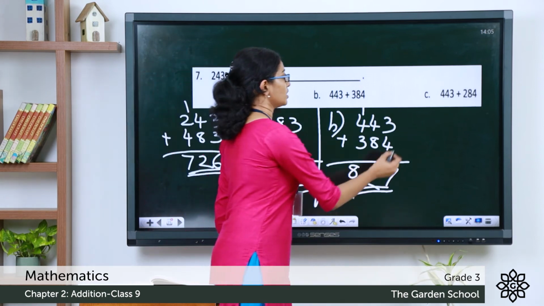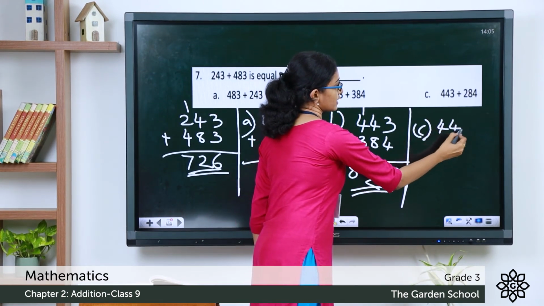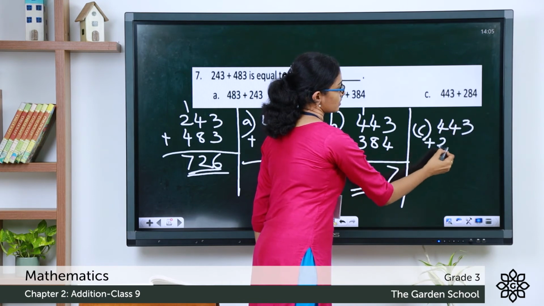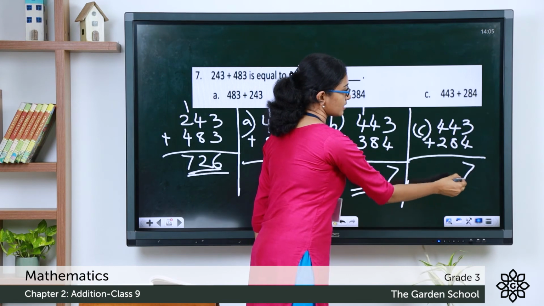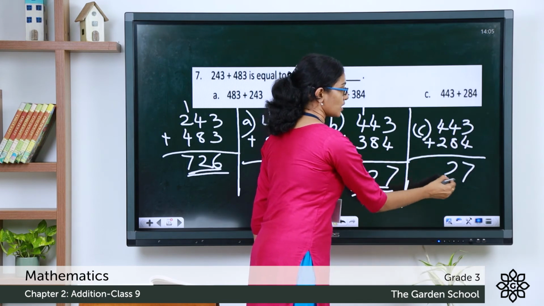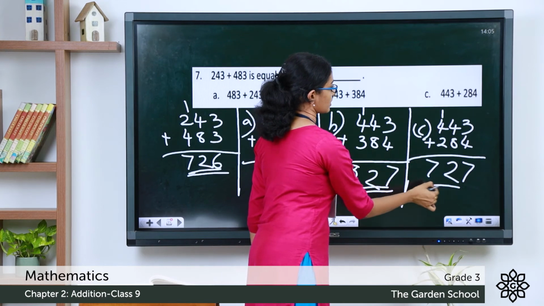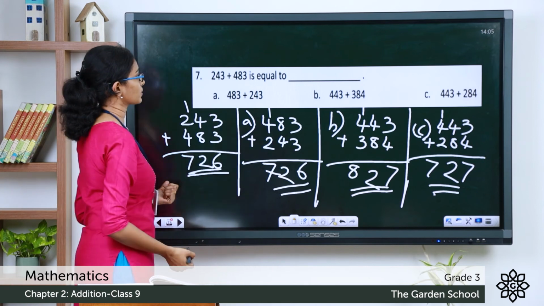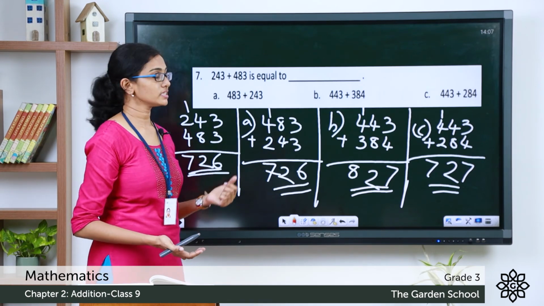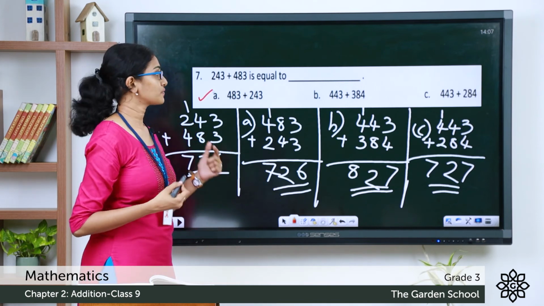No, it's not. Let's check option C as well. 443 plus 284. 4 plus 3 is 7, 8 plus 4 is 12, carry over 1, 2 plus 4, 6 plus 1, 7. It is also not the same sum as the given question. So the correct option is option A, 483 plus 243.